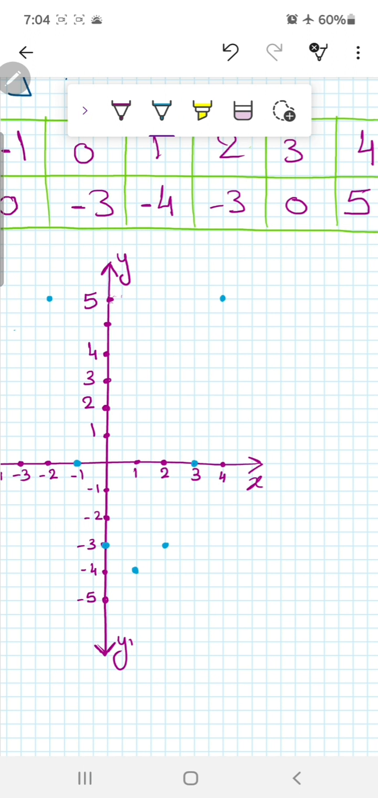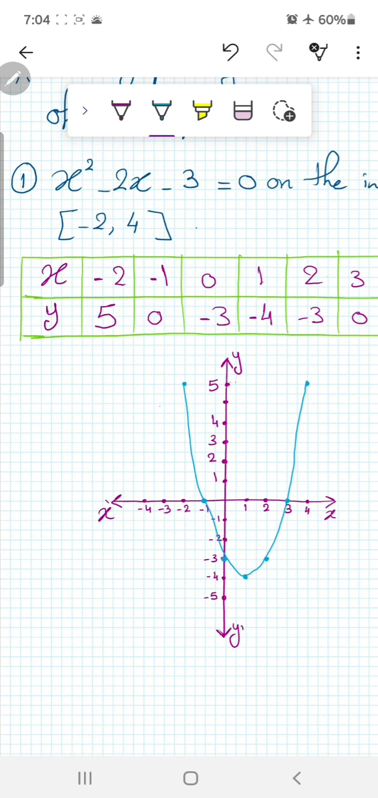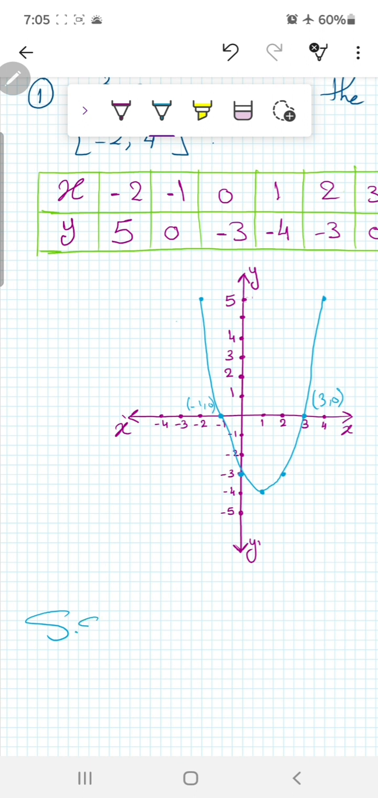Then join the points. We have a curve of the equation x power 2 minus 2x minus 3. We get this curve. What did you notice? We noticed that the curve intersects the x-axis at 2 points, which are here 3 and 0, and here negative 1 and 0. So we get the solution set from the points of intersection, which are 3 and negative 1.